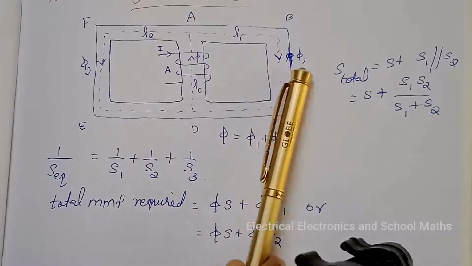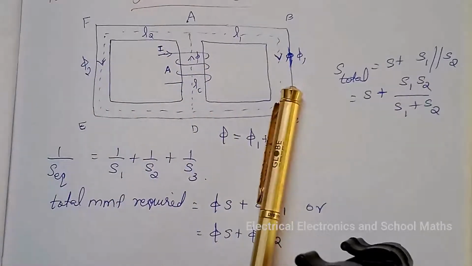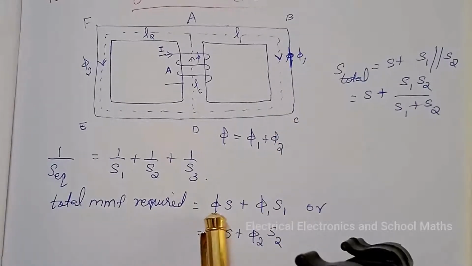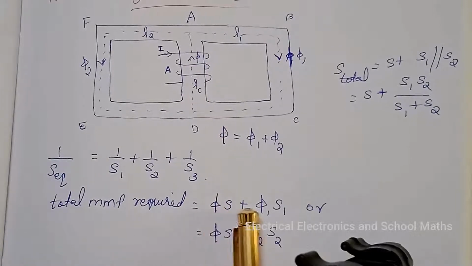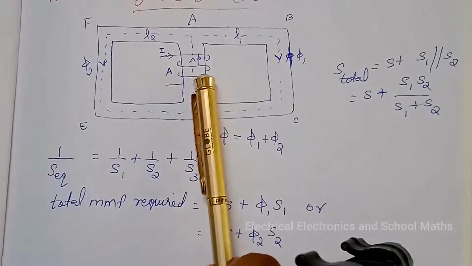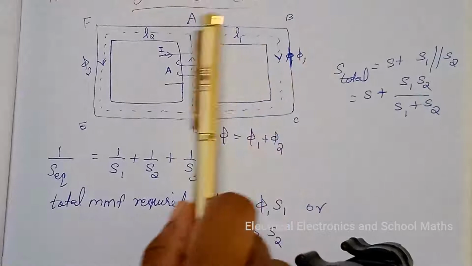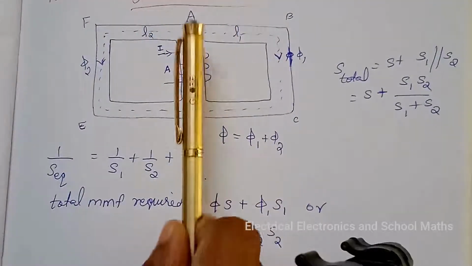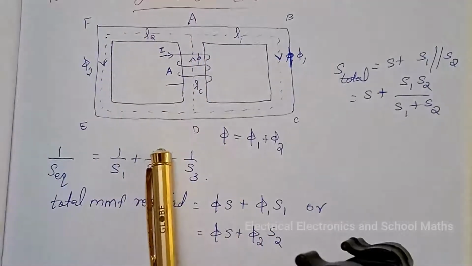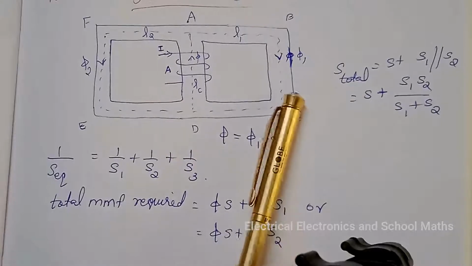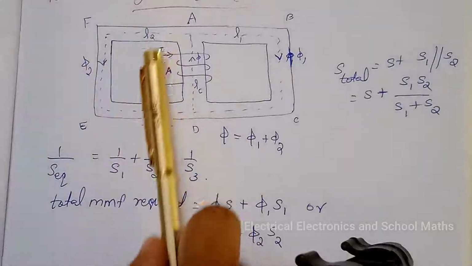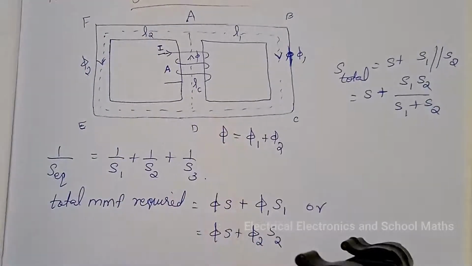And here the MMF in the parallel path is the same. So the total MMF required in this case is phi S plus phi 1 S1, that is, the MMF of the central limb plus the MMF of this path, or phi S plus phi 2 S2, is the total MMF required in this case.